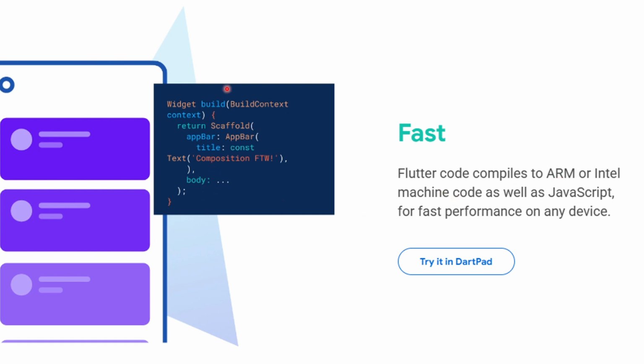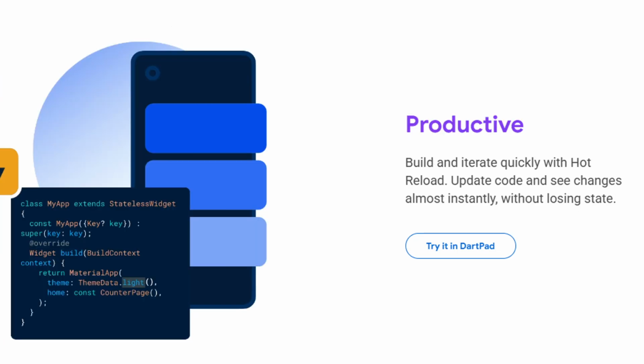So we have the single code base in the Dart language, and then it can be converted into multiple targets depending on the specific platform we are building that application for. So that makes it fast, and we can build the same app. We can develop only one time, and then we can just compile it for multiple platforms. Productivity, again, build and iterate quickly with hot reload.